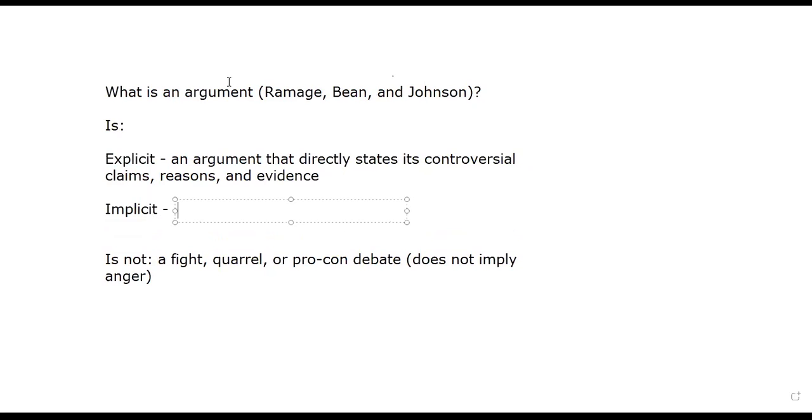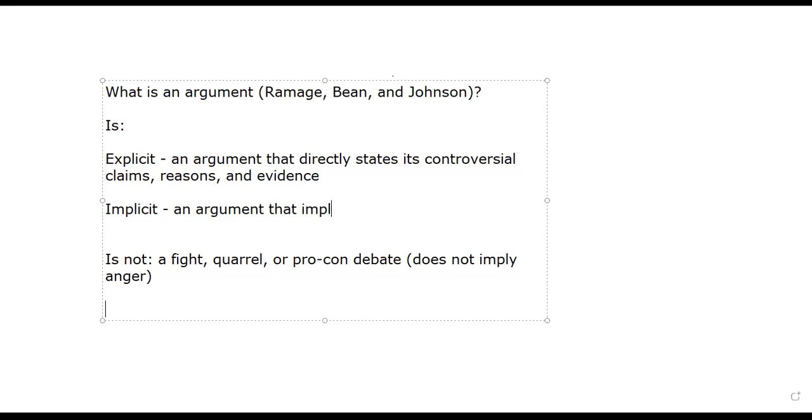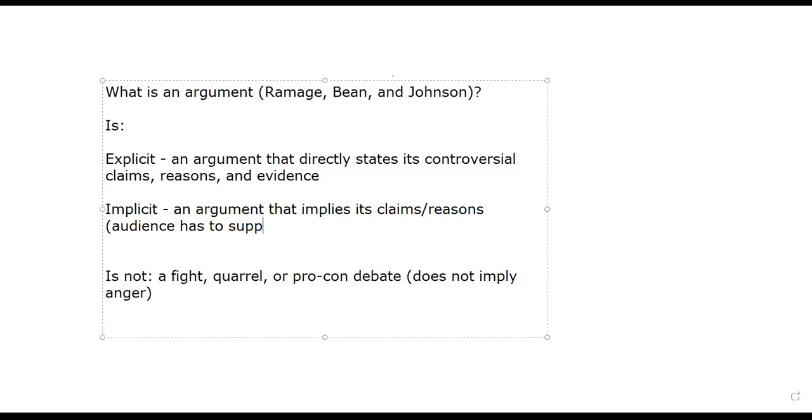What about an implicit argument? How does it differ? An implicit argument, in contrast, may not look like an argument at all. So, like a bumper sticker. So an implicit argument is an argument that implies its claims rather than stating them. So basically that means the reader or the audience has to supply the message, right? They have to kind of figure it out.